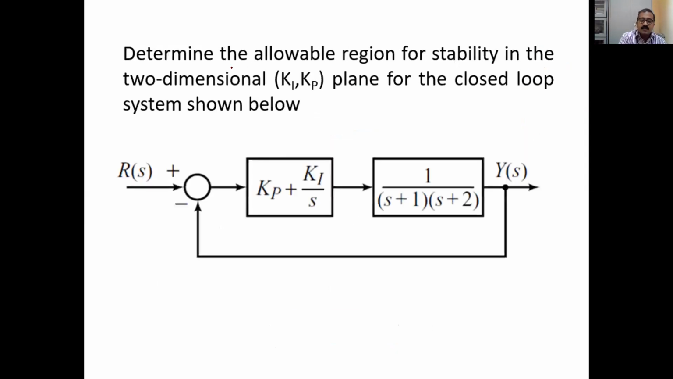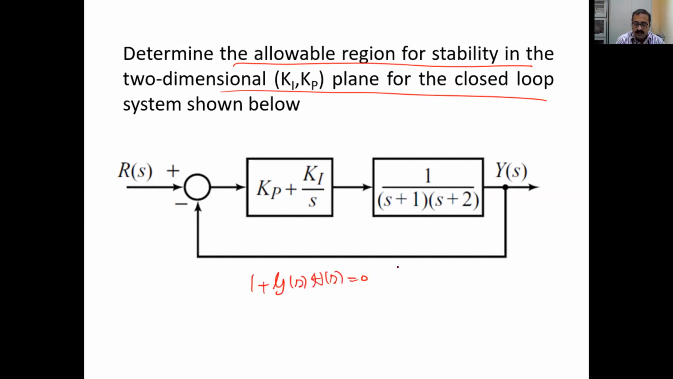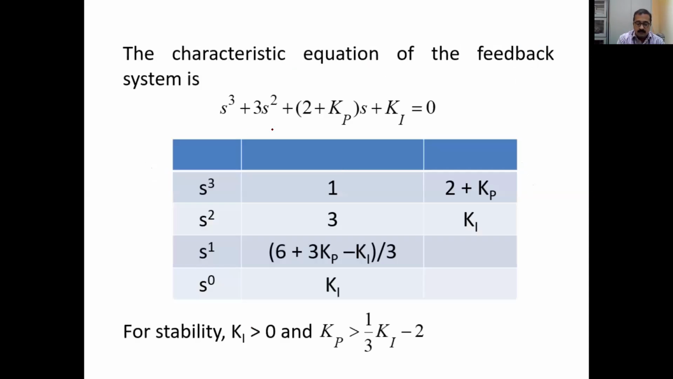Next problem. Determine the allowable region of stability for the closed loop system shown below. Okay. So what is the procedure? You have to create the characteristic equation, 1 plus G(s)H(s) equal to 0. Right? What is H(s) here? H(s) is 1. Okay. So here we have two parameters, Kp and K. So this will be your Routh table, and from here there should be no sign change for the system to be stable. So K should be greater than 0, and from this condition you will get Kp must be greater than 1 by 3 times Ki minus 2. So if this condition is met, then the system will be stable.